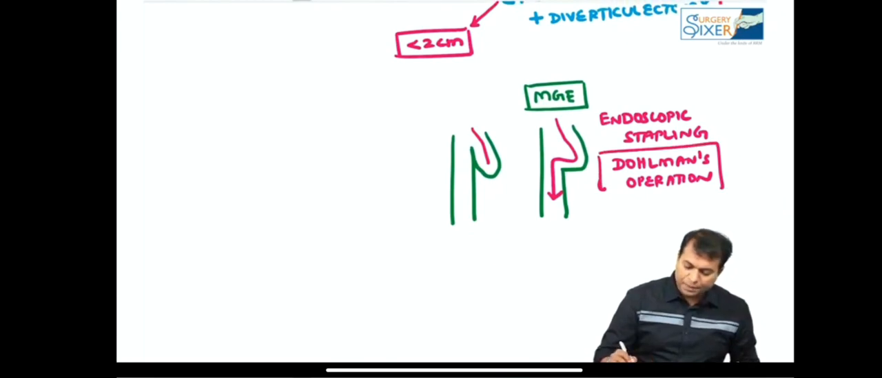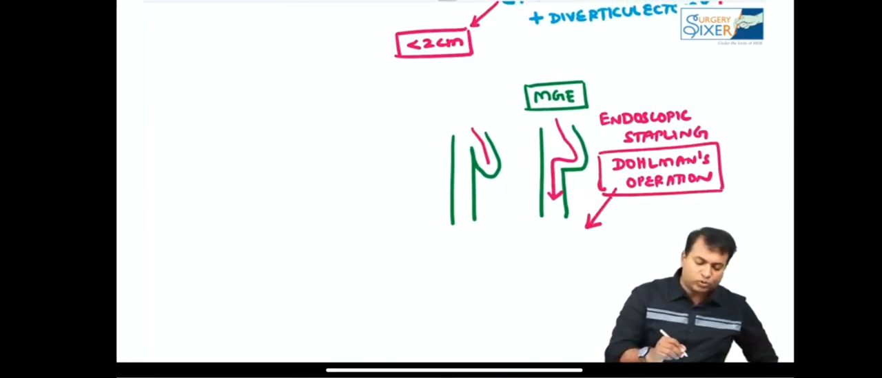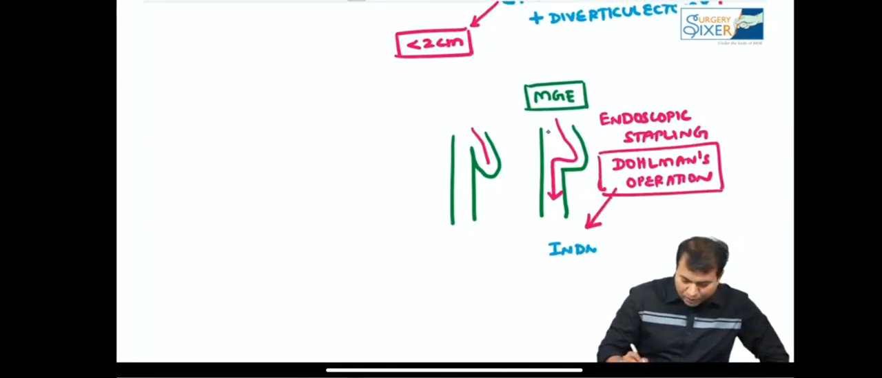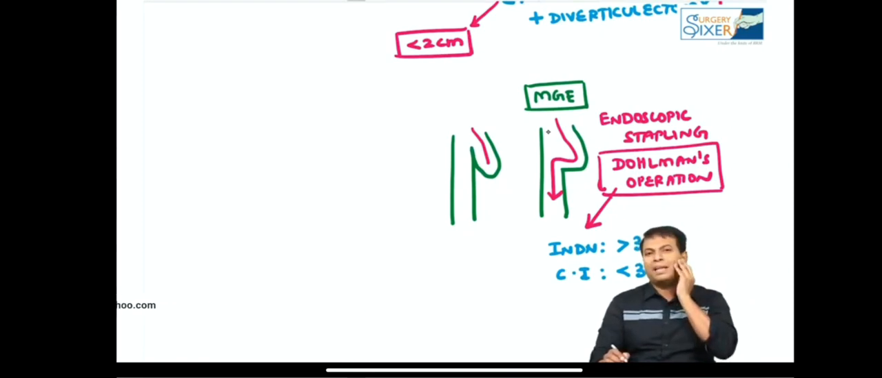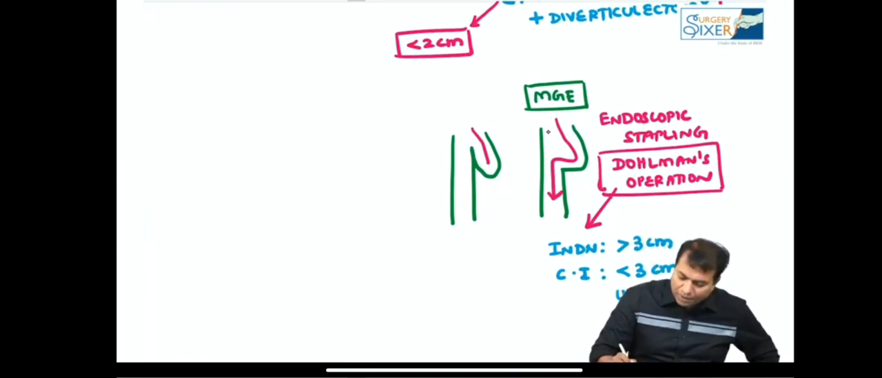An interesting point is that Dollmann's operation can be done only when the diverticulum size is more than 3 cm. So the indication is a diverticulum more than 3 cm. Contraindication is size less than 3 cm and people who cannot open their mouth. Some people have a tight mandible and cannot open their mouth. If unable to open the mouth, this procedure cannot be done.